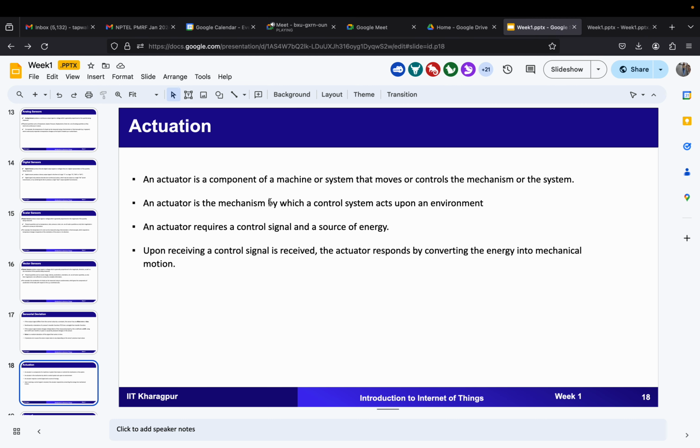So an actuator is the mechanism by which a control system acts upon an environment. An actuator requires a control signal and a source of energy, because with the help of this source of energy it can control the particular system. Now, upon receiving the control signal, the actuator responds by converting the energy into mechanical motion.